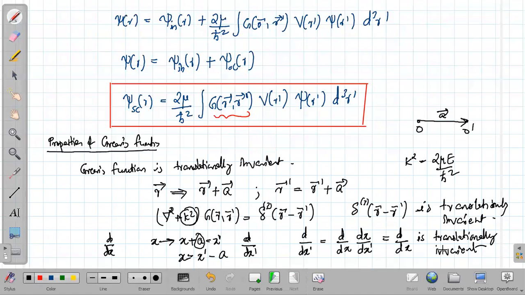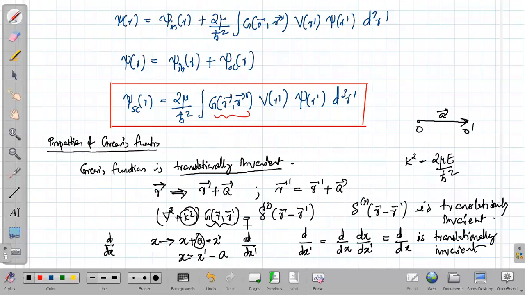So if the derivative is translationally invariant, then obviously del square would also be translationally invariant because del square is nothing but a derivative. Okay, so on the left side, del square plus k square is translation invariant, and on the right side, the Dirac delta function is also translation invariant. Then, indeed, this g of r, r prime must be translation invariant. So the Green's function for this particular equation must be translationally invariant.